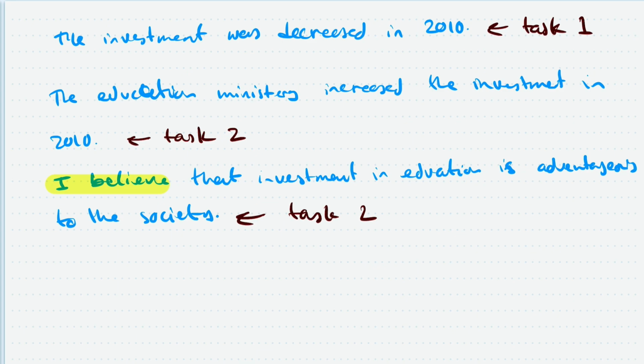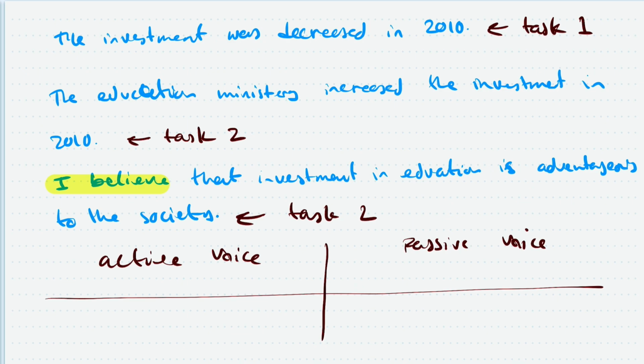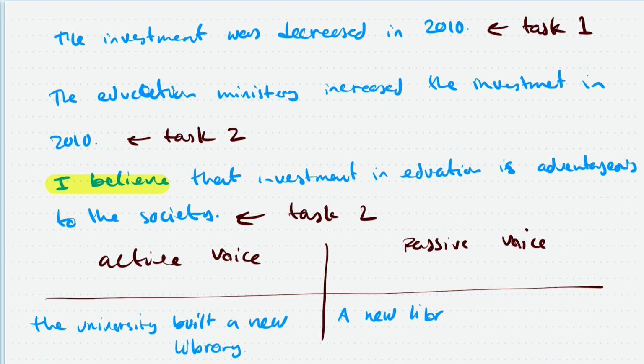Just for example, let's say you have an active voice and you have a passive voice. You can always interchange these two types of sentences to each other. So, for example, the university built a new library, or you can say a new library was built by the university.